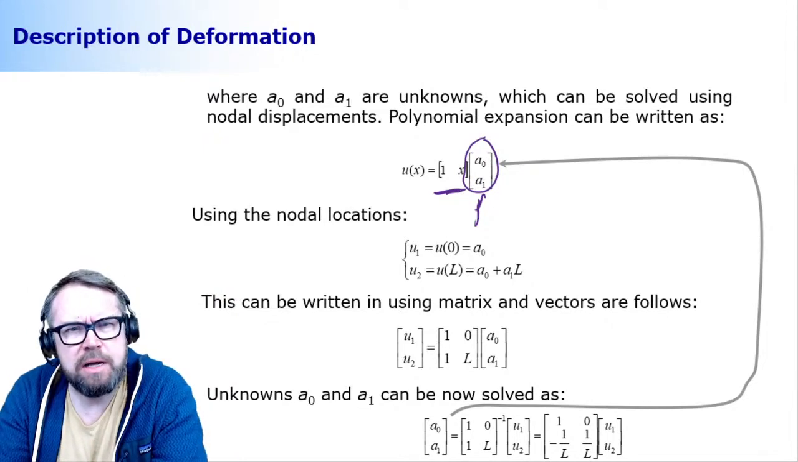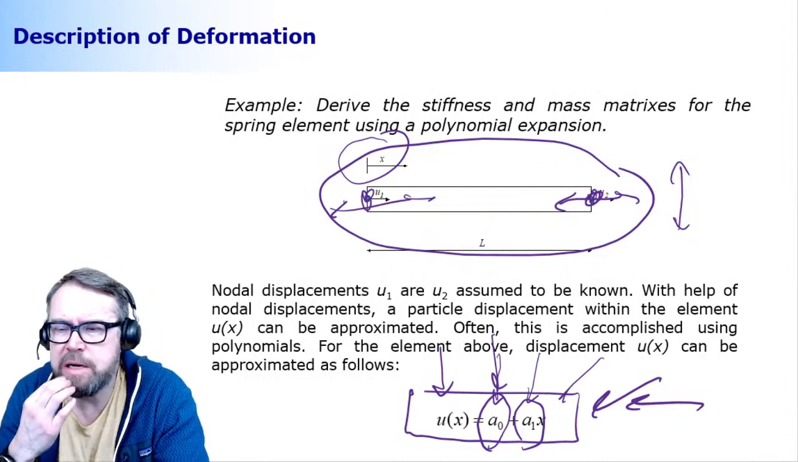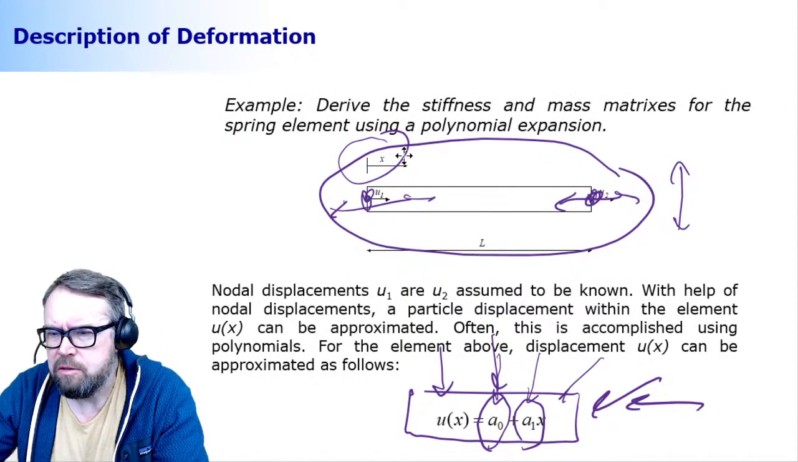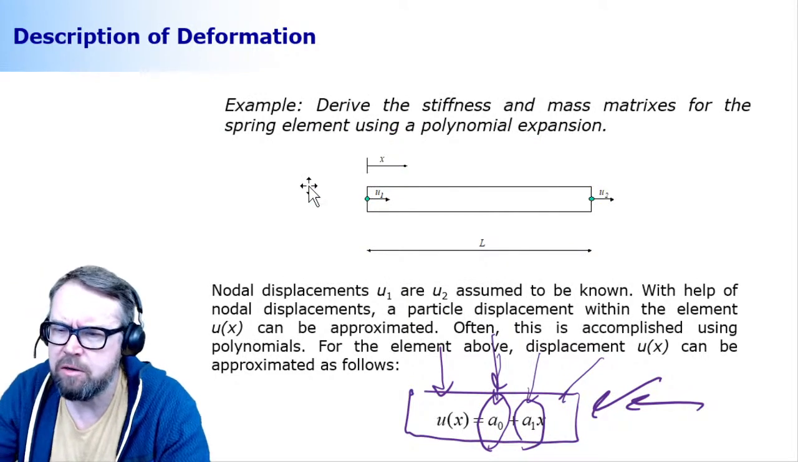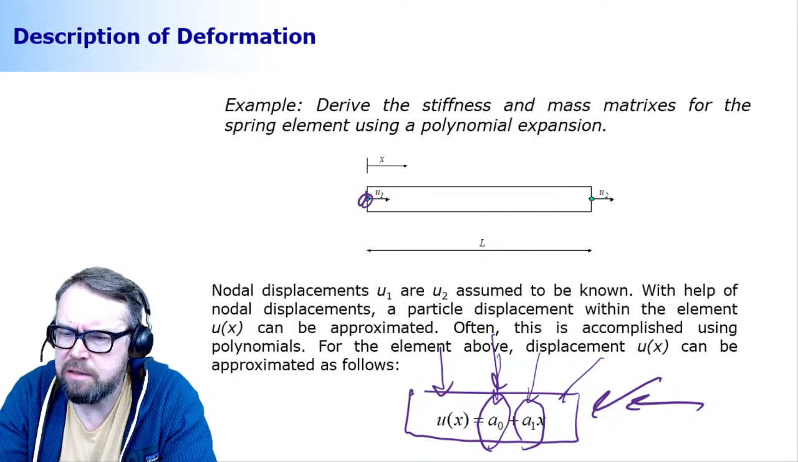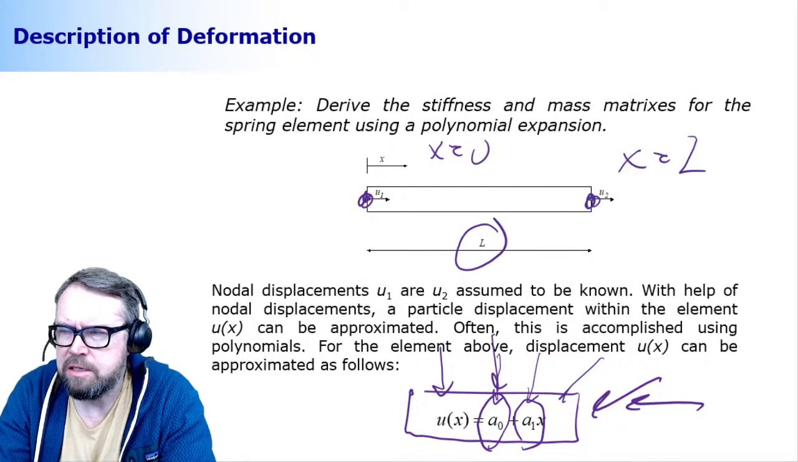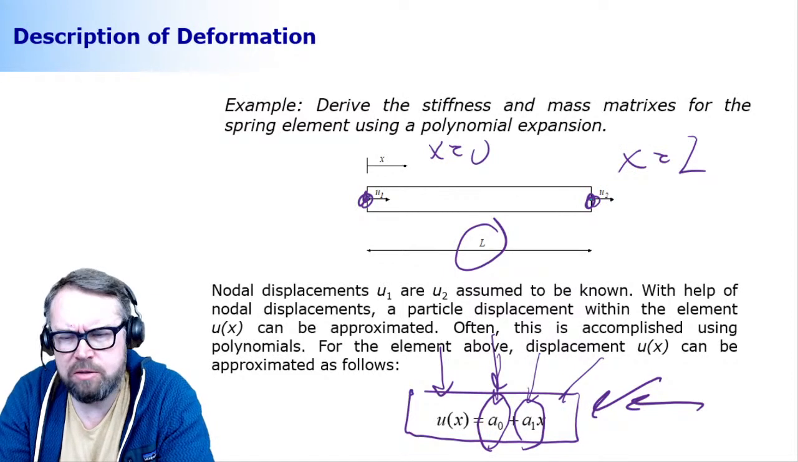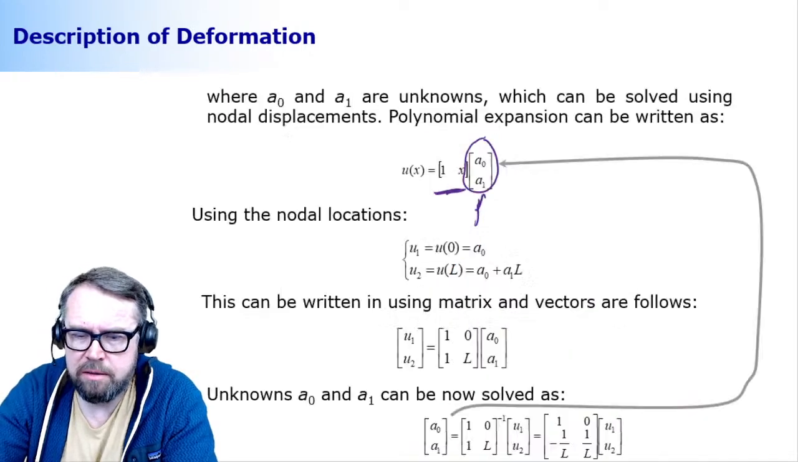So what information do I have? Well, if I go back to this figure here, I do know where these nodes are located in the very beginning. I know that node number 1 is located where x is equal to 0, whereas node number 2 is located where x is equal to L. L is the one that is here. So that's information that I have. Let's use that information then.